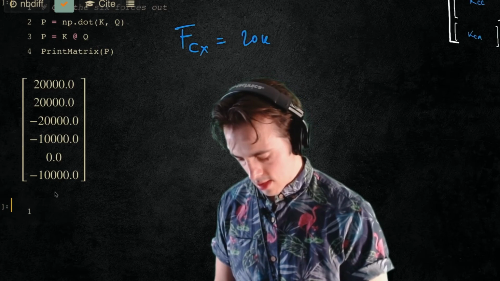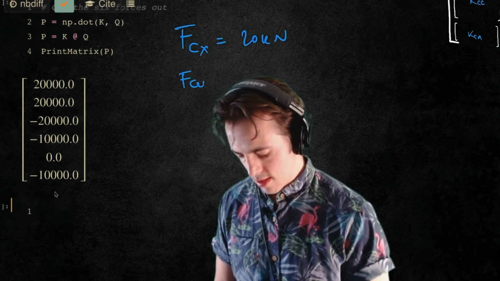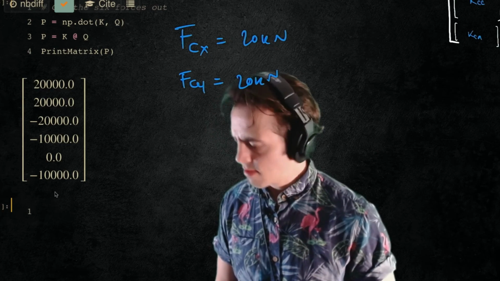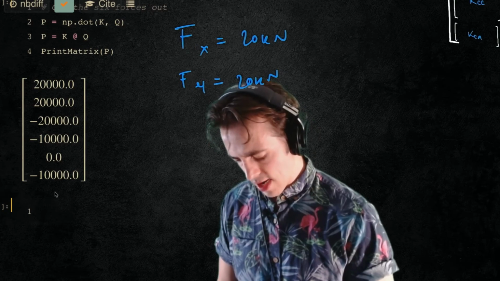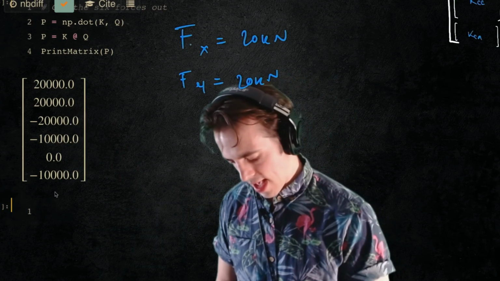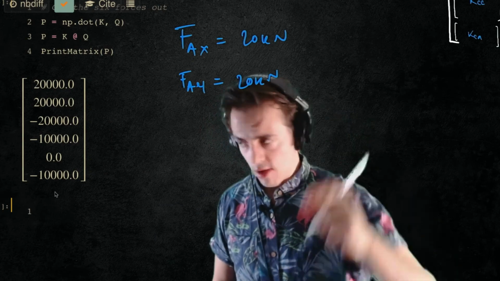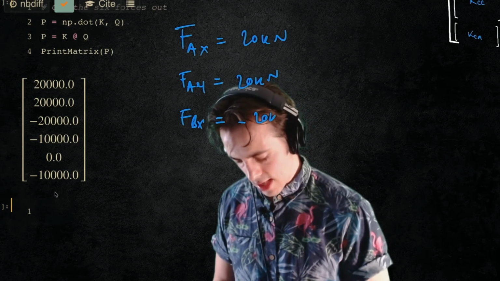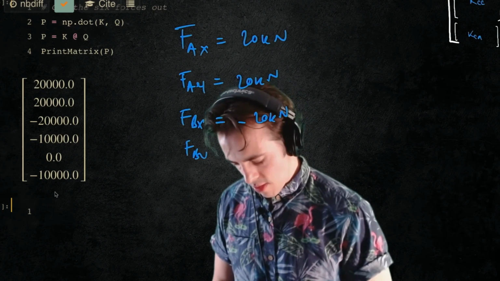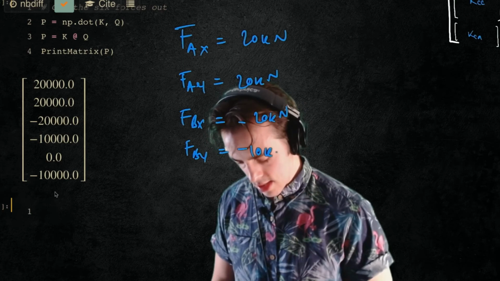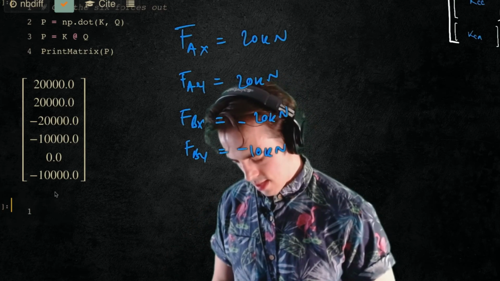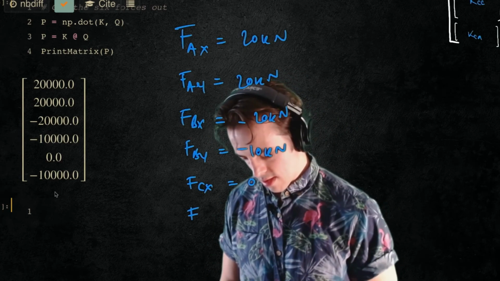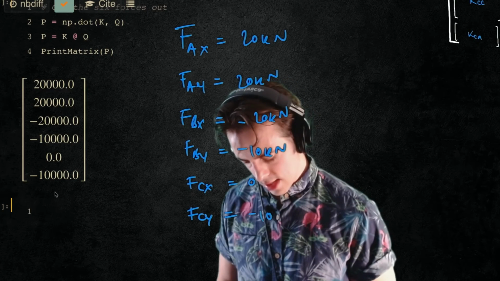So these forces here, I've got FCX 20 kilonewtons, FCY 20 kilonewtons. Sorry, that's not right. Why have I written C there? Those should have been A, sorry. I'm going top to bottom here. FAX is 20 kilonewtons, FAY is 20 kilonewtons, FBX is minus 20 kilonewtons, FBY is minus 10 kilonewtons, and then FCX, these were just the inputs, is equal to 0, and FCY is equal to minus 10 kilonewtons.